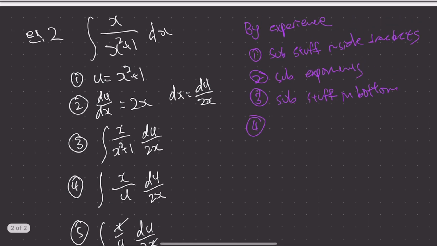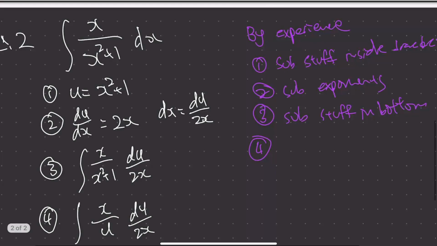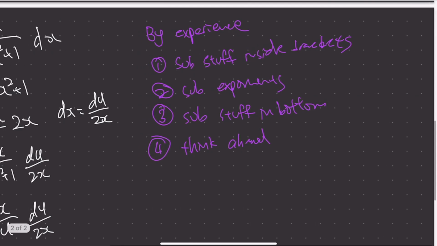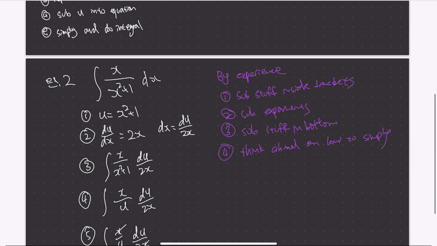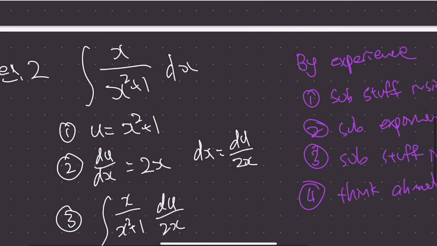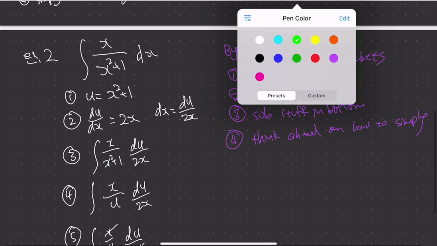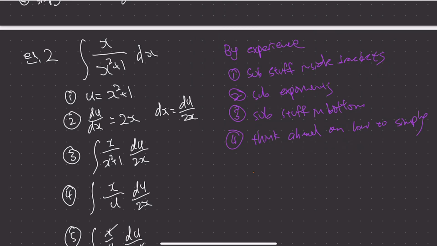So the 4th trick to integration by substitution is to think ahead on how to simplify, okay? So you want to substitute something that you can simplify. To give you a false example, let's say you want to do u equals x squared in this case, right? Then du over dx will be equal to 2x, right? So would 2x be able to simplify here? Well, let's try, okay? So let's say you didn't know what to substitute and you thought that substituting u equals x squared is correct, right?